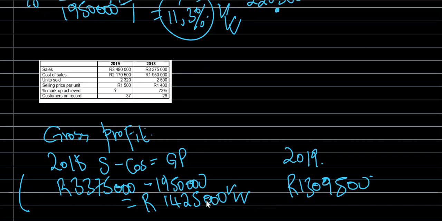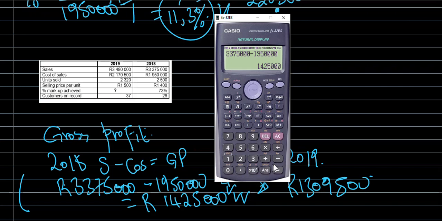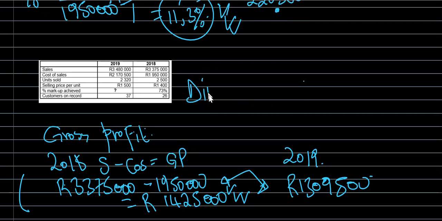If you compare 2018 gross profit and 2019 gross profit, there is a slight change, right? You can call it a decrease, so this is negative. If it's a decrease, it means that the company has lost. But if it was an increase, it means that the company would have gained, right? Let's see the difference between the two. 1425,000 minus 1309,500. So the difference is 115,500.